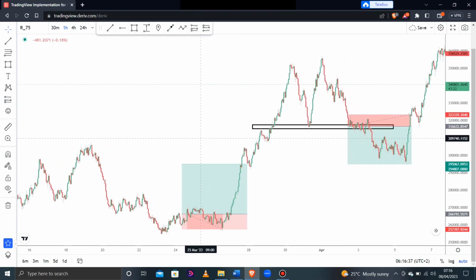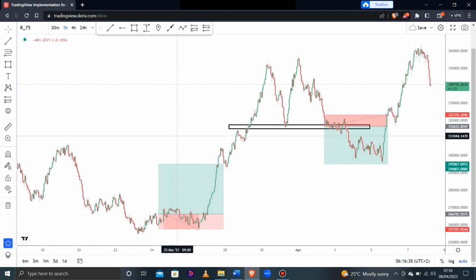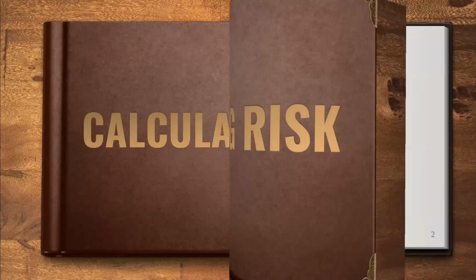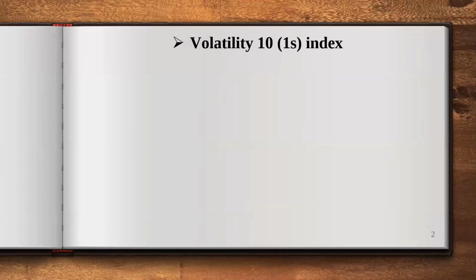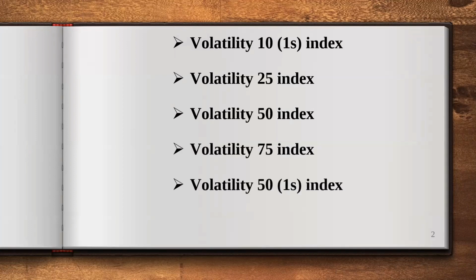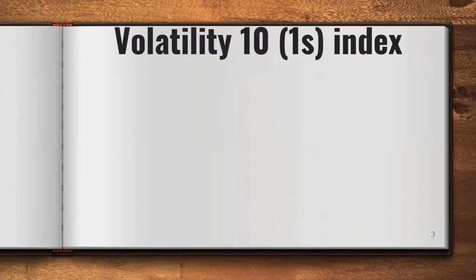So today I'm going to start with explaining how to calculate risk on 5 or 7 of my favorite pairs, and those are Volatility 10 (1s) index, Volatility 25 index, Volatility 50 index, Volatility 75 index, Volatility 50 (1s) index, and lastly Volatility 75 (1s) index.